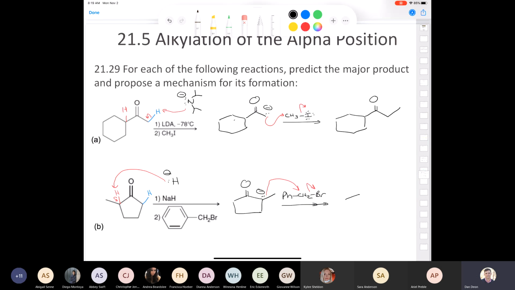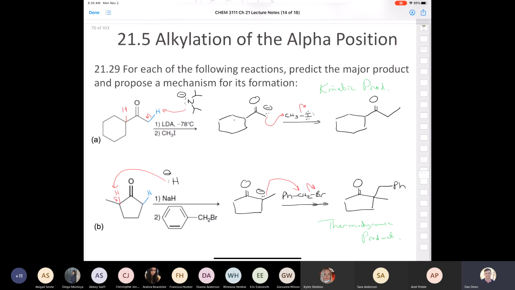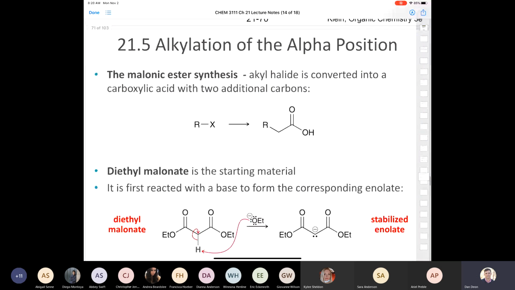And let's draw what our final product will look like. We have a methyl group, CH2, and our phenyl. And there you have it, folks. So the first reaction gave us what we call the kinetic product. And this product is the thermodynamic product. Okay, well, let's move on from there.